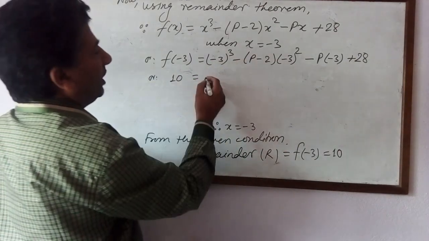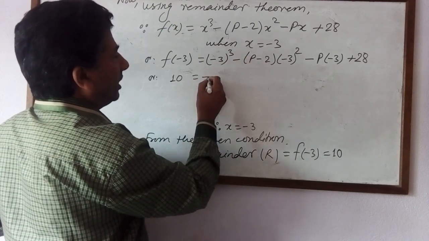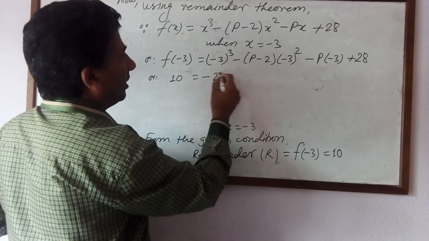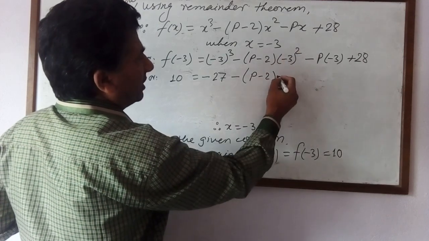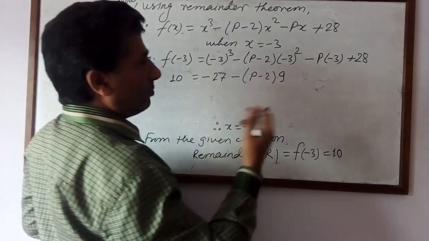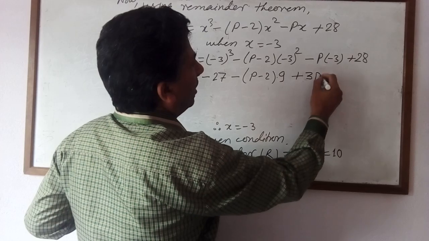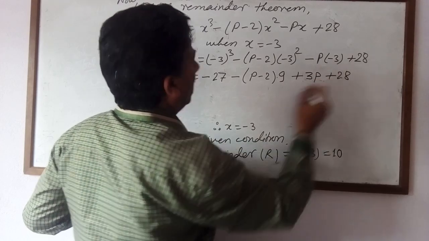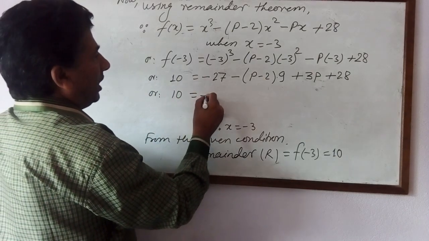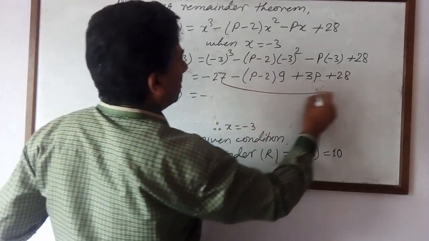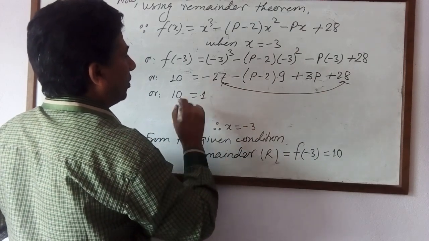Now (-3) cubed means multiplying minus 3 three times by itself; a negative number to an odd power will be negative, so minus 27, minus (p minus 2) times 9, since (-3) squared is 9, then plus 3p plus 28. Okay, now we are simplifying this. 10 equals minus 27 plus 28, which after addition and subtraction gives plus 1.